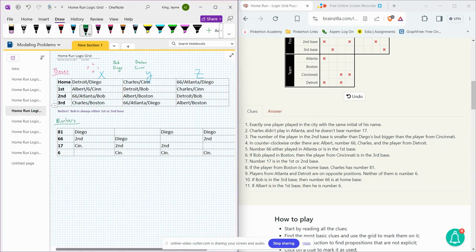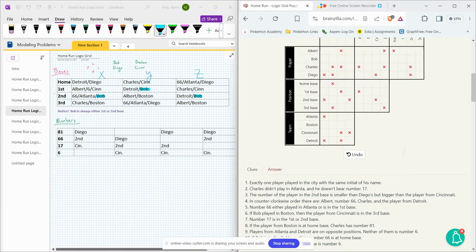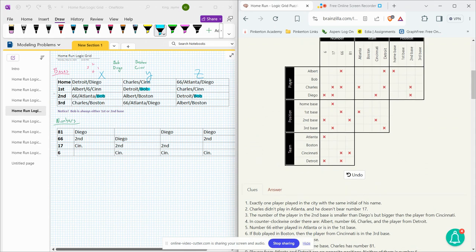Okay, and then what I was able to do from here is I noticed when I looked through here that when I look at Bob, for example, he is here, here, and here. He is always on either first or second base. So then I was able to come back to my grid and say, okay, Bob has to be on either first or second. Okay, and then similarly, right, if I look at, say, Diego, he is here or here or here. So he's always on home or 3rd. So Diego, I could come through and say, well, okay, he's either on home or 3rd.